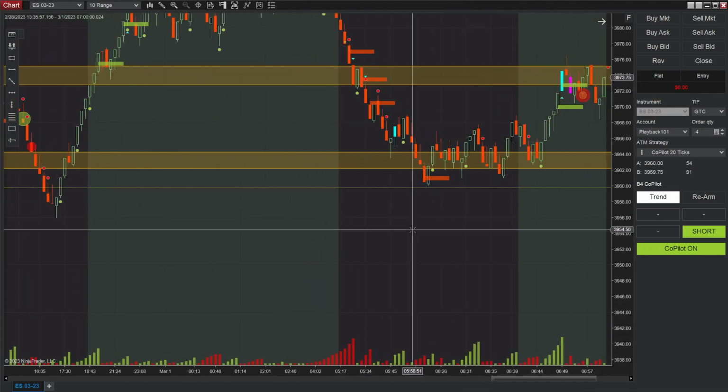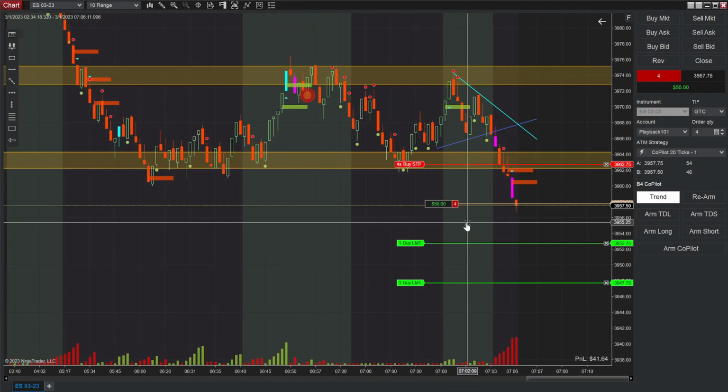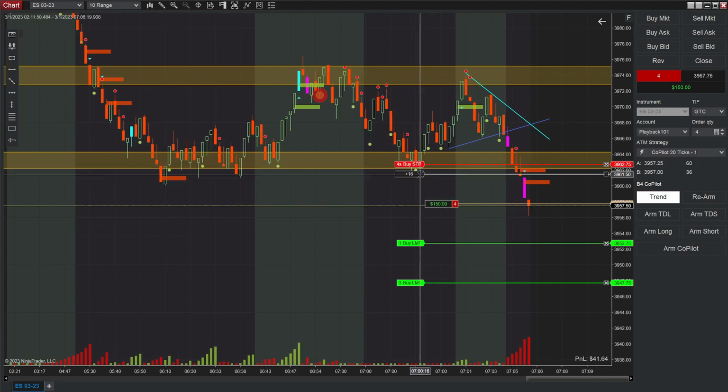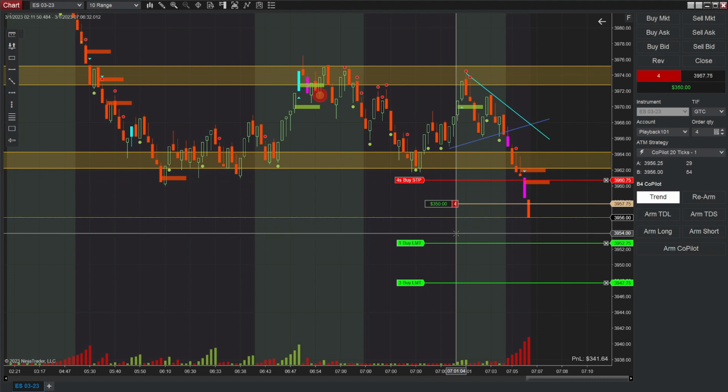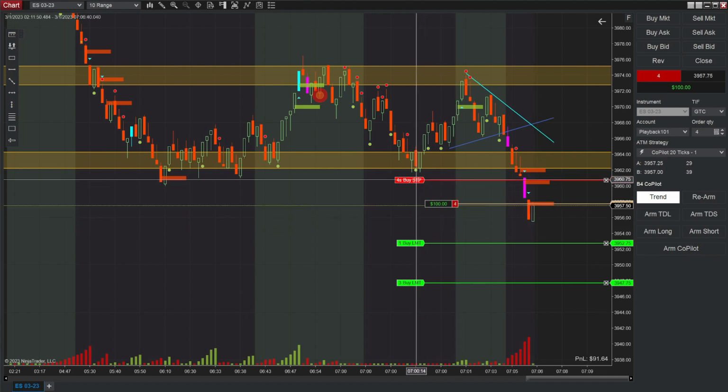We're going to be introducing our CoPilot version 4.0 here in this example. This is a recap of price action of the ES. This is recorded in post.